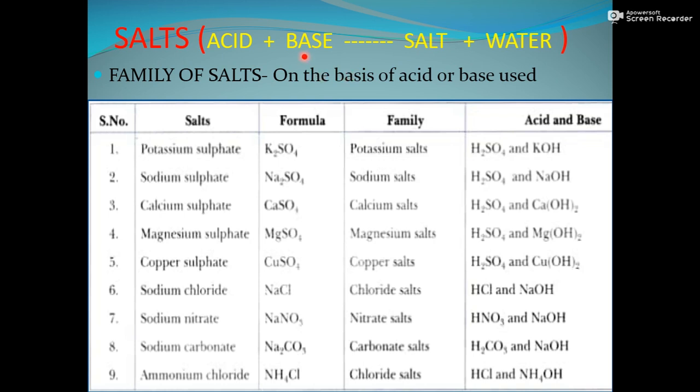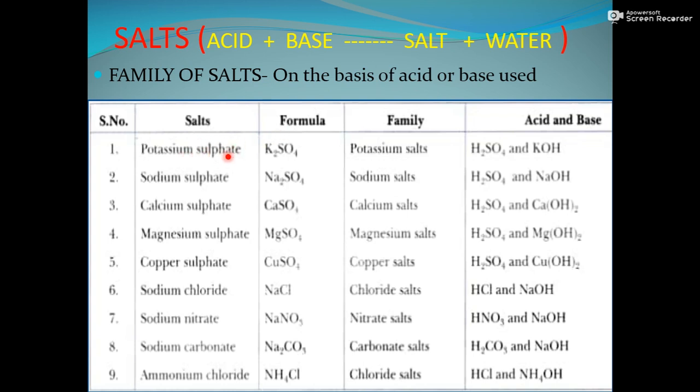So remember that acid reacts with base, and the family of a salt means which acid or which base is used for the formation of that particular salt. It decides the family of the salt. So it is written: family of salt is on the basis of acid or base used. Now you can take an example.